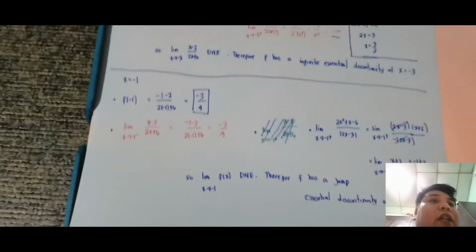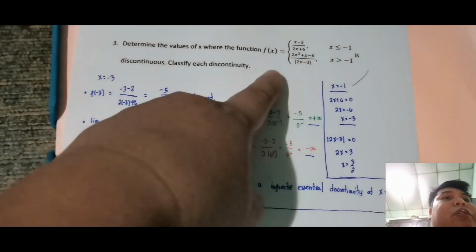Tapos, kung napansin mo, ano bang ginamit ko? Bakit ko ginamit to? Kasi ginamit ko yung second function. Okay? So, ulitin ko lang ha. Ginamit ko kasi yung second function, yung absolute value.